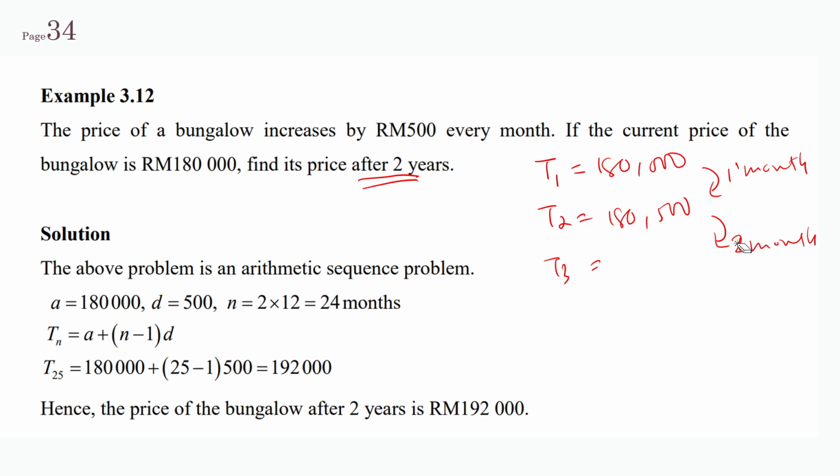Actually, this is another 1 month. The total after 2 months is 181,000. So if you see, they say after 2 years means after 24 months. So we are going to have T25, not looking for T24. Okay, this is called "after". Our a is 180,000, our d is 500, and we look for T25.